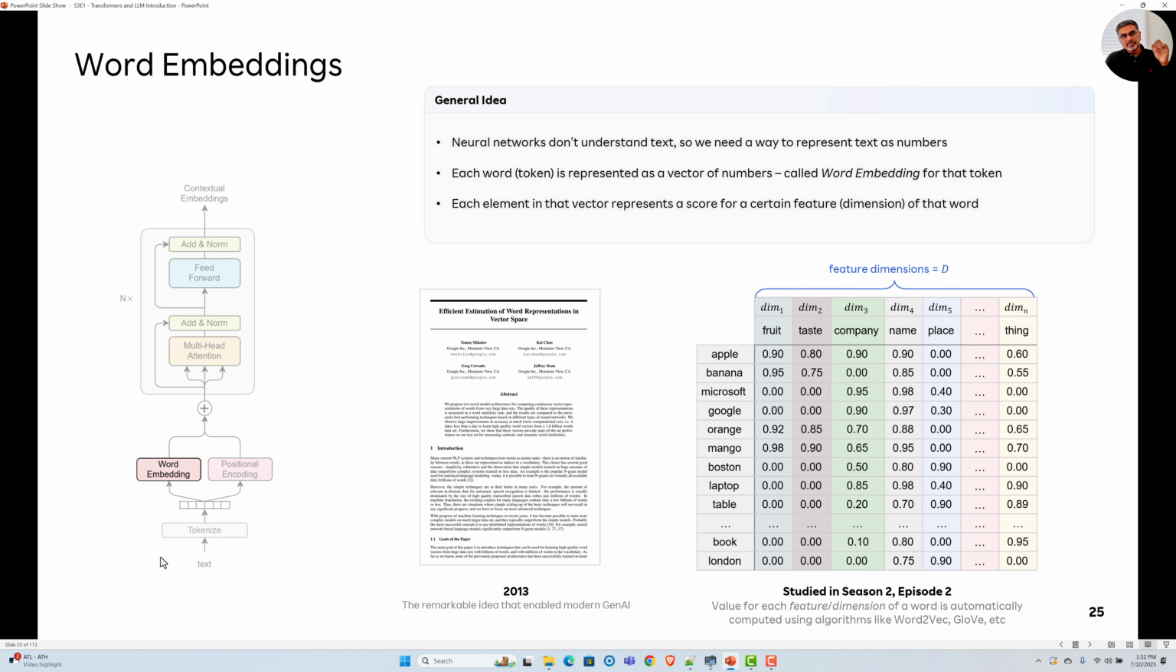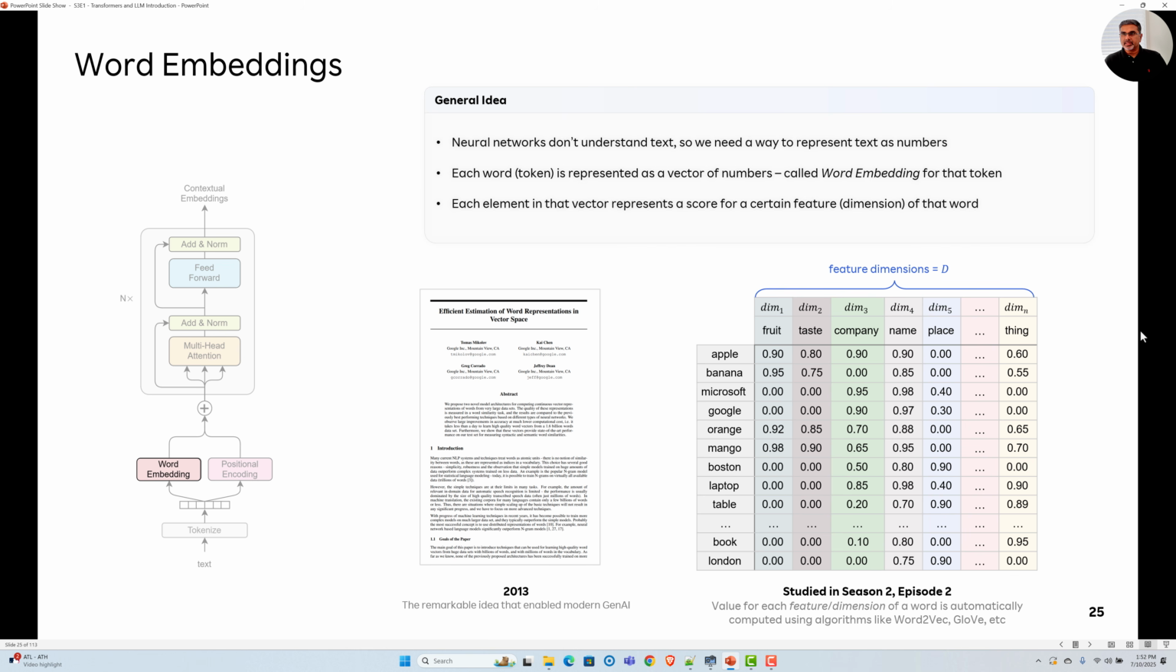We studied this in season 2, episode 2 exhaustively. I showed you different techniques like continuous bag of words, skip-gram, GloVe, and so on. And I showed you that what you do with word embeddings is you take text and run it through these algorithms, and what these algorithms do is extract the different features. You say, this is the number of features that I want.